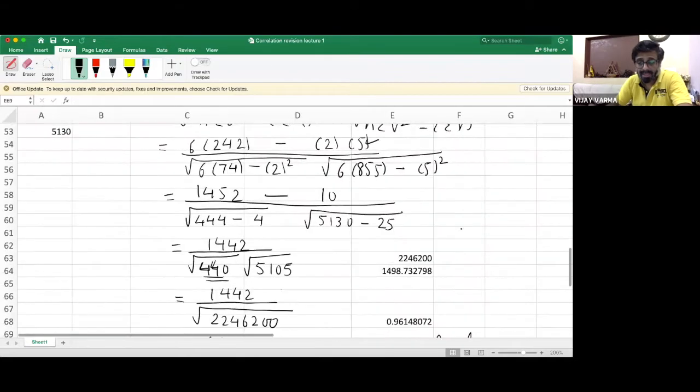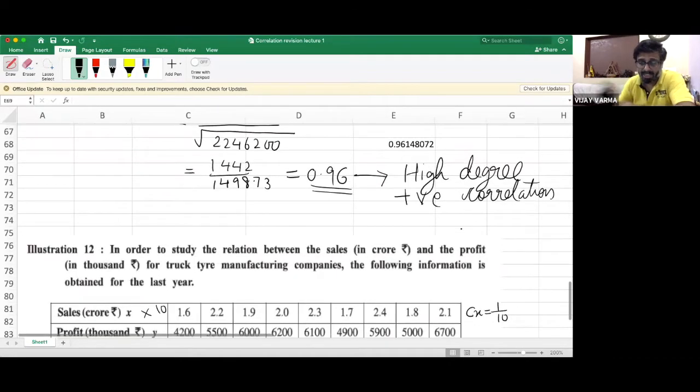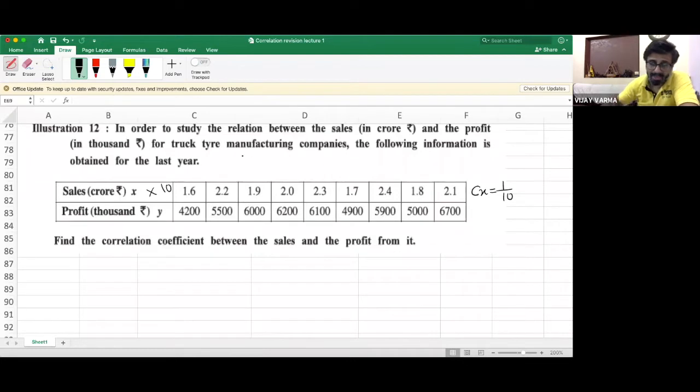It will be more helpful in the regression chapter, because right now you can just remember that to remove the decimals, what we are going to do is multiply with 10. But in the regression chapter, this concept is going to be very helpful. So when we multiply with 10, remember that Cx is actually equal to 1 by 10.